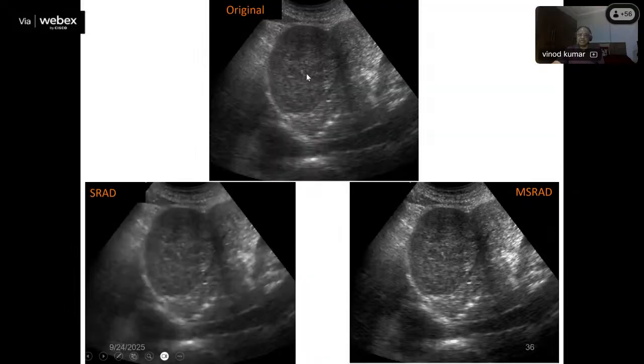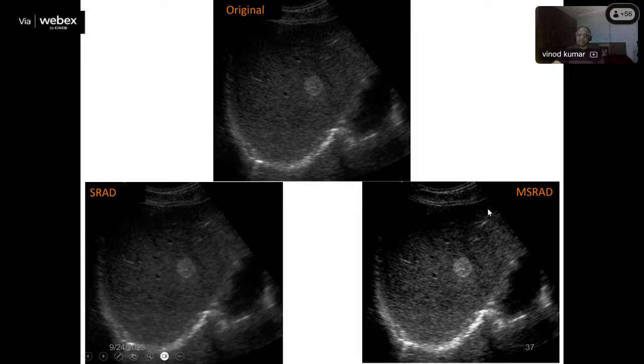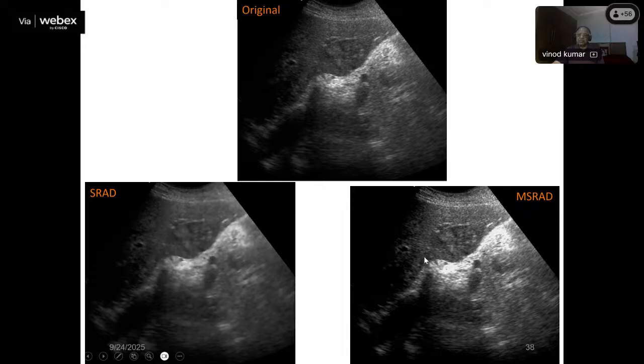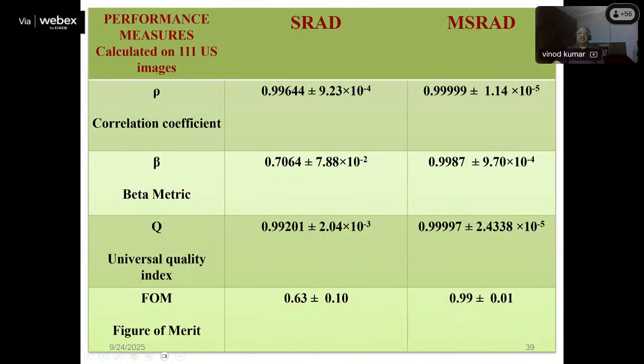Similarly, in this particular case, these are various images. Actually, the type of the image is not visible. Yeah, original image, then SRAD, MSRAD. So this MSRAD gives me better results. See, this one and this one. Similarly, this is another image. We applied these filters to enhance the images, so we took the opinion of the doctor.